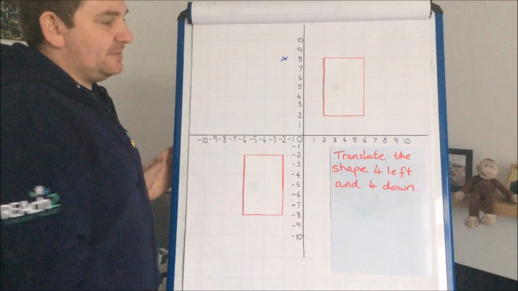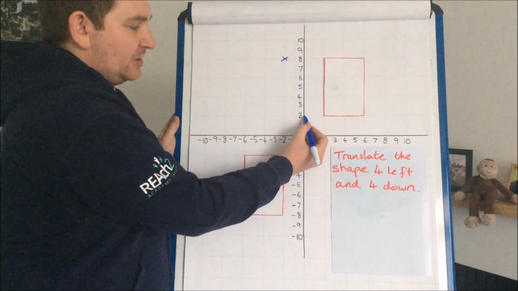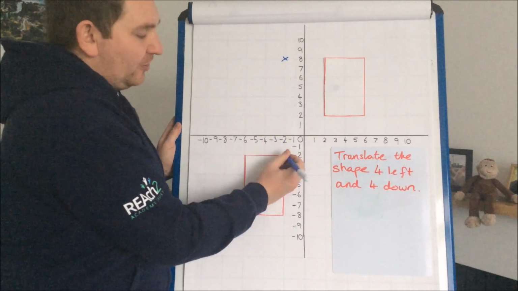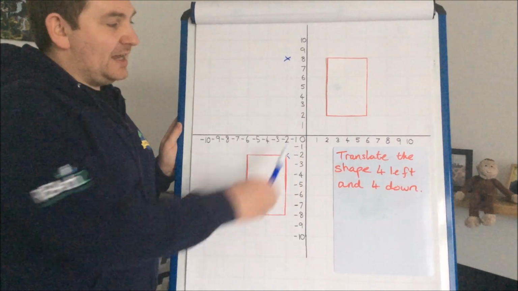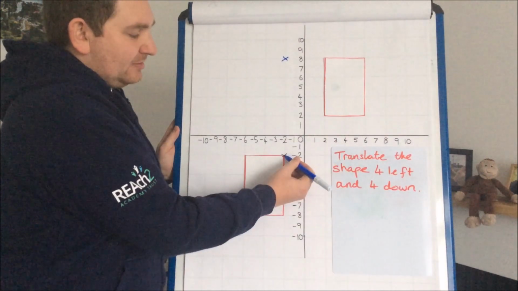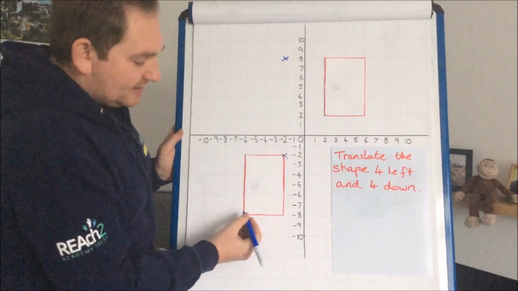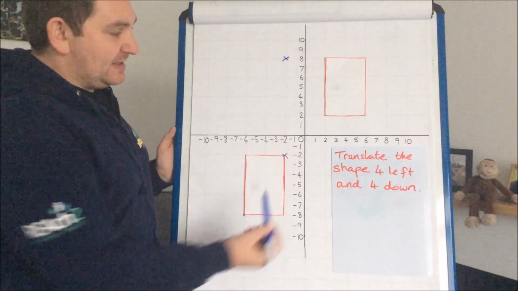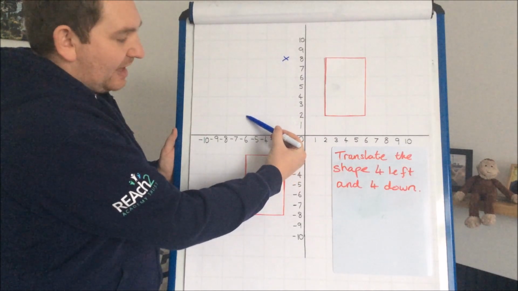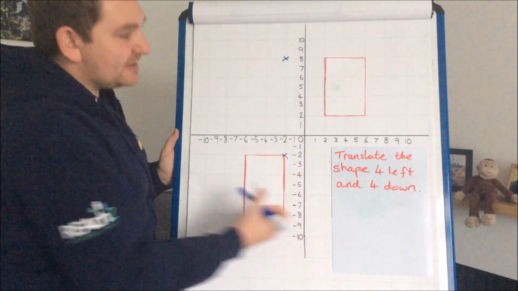Let's try one of the other vertices. If I choose this vertex here, we can move 4 to the left, 1, 2, 3, 4, and 4 down. 1, 2, 3, 4. Right, now we've got one which he has got on his new shape. But is that the corresponding vertex? It's not. The corresponding vertex for this is here, which shows me that he's actually translated it 1, 2, 3, 4, 5, 6, 7, 8 to the left, 1, 2, 3, 4, 5, 6, 7, 8, 9, 10 down.